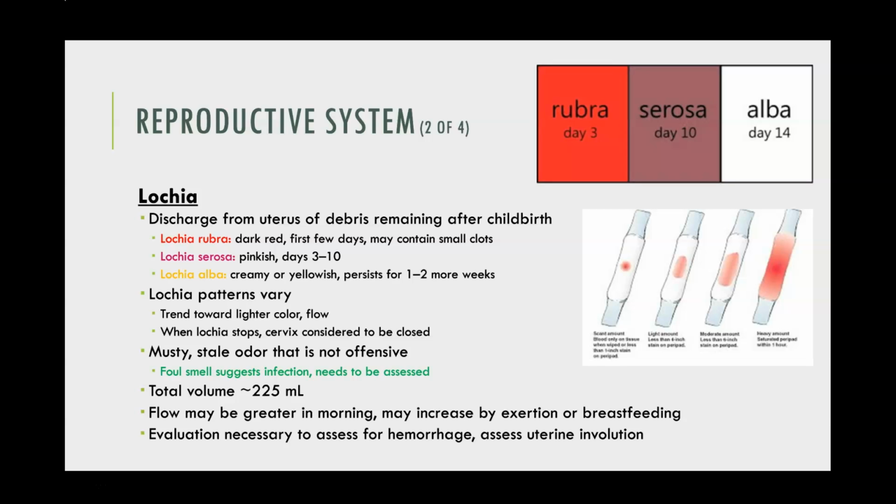If the mom has a return of rubra with signs and symptoms of infection, then we are definitely going to be worried about that mom. She would need to come back, she would need to be seen, and she needs to know to report that. If she moves through these stages towards a lighter color and a lighter flow, and then all of a sudden her rubra comes back, that's a problem.